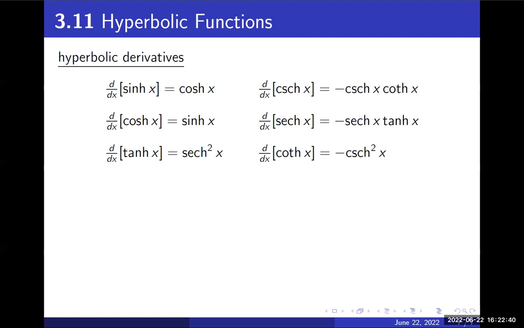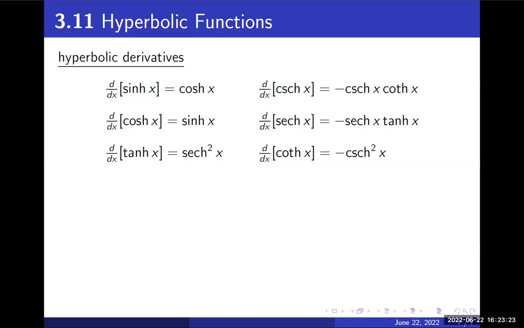Here are the hyperbolic derivatives, and it turns out they are really, really close to the trig derivatives. There's just 2 of them where there's one little difference. So the derivative of sinh x is cosh x, the derivative of cosh x is sinh x. So there's one of the differences, and there's not a minus there, it's positive. The derivative of tanh x is sech squared x, just like we would hope. The derivative of csch x is negative csch x coth x. Perfect. Just like the trig derivative.